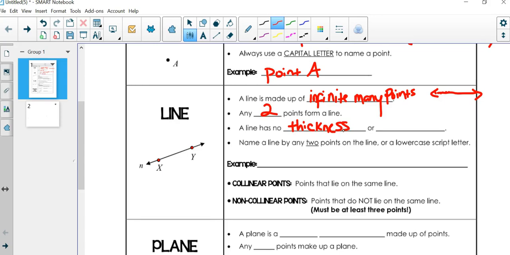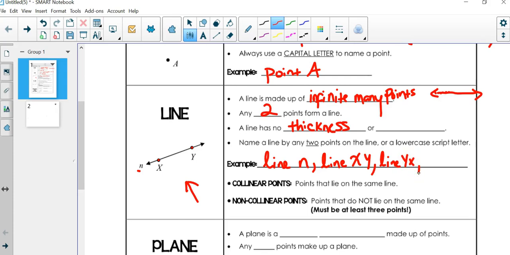So for example, this line over here, we could call this line what? It has a name right here, right? So we could call it line N. Or you can name a line with any 2 points on it. So what are my 2 points on line N? X and Y, good. So we can name it line XY or line YX, right? It doesn't matter the orientation.